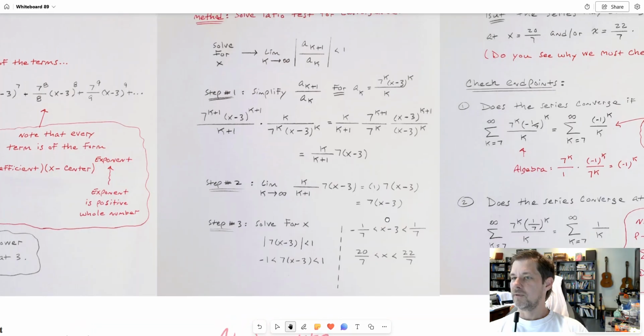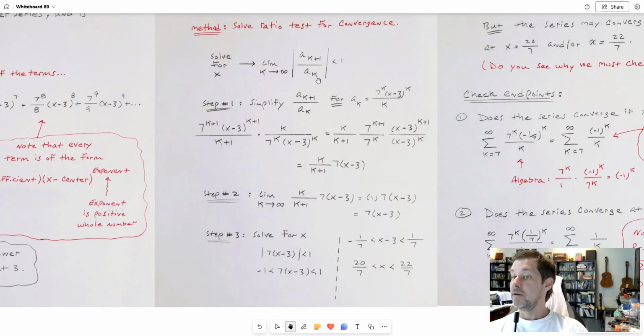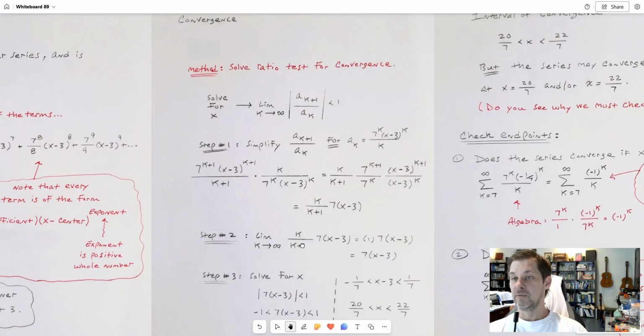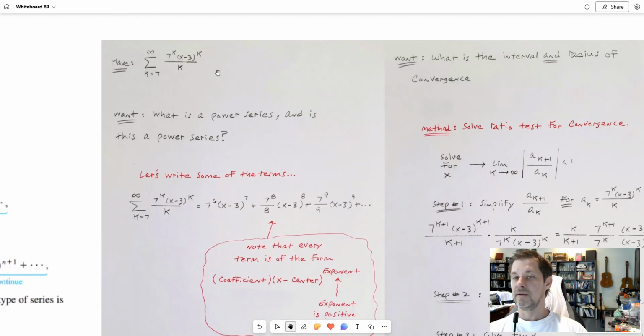So here's what we've done so far. I simplified that interior expression. I've evaluated the limit. The last thing to do is just to solve what's left for x. Okay, so I get this absolute value inequality, which I will have to solve for x. Whatever I get as an answer out of that will be the interval of convergence. It'll be the values of x that will cause this series to converge.